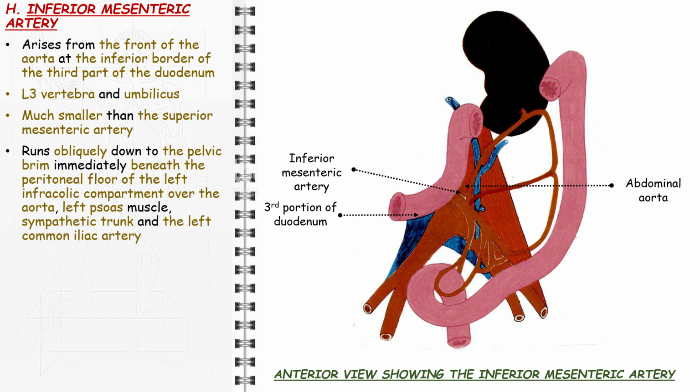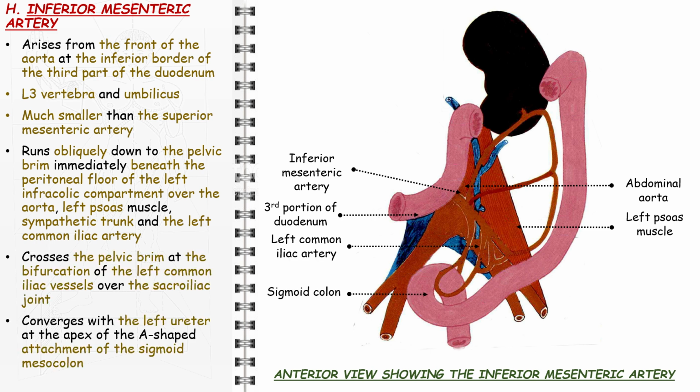In its course it lies on the aorta, left psoas muscle and sympathetic trunk and the left common iliac artery, and hypogastric nerve. Over the pelvic brim it continues along the pelvic wall in the root of the sigmoid mesocolon as the superior rectal artery.